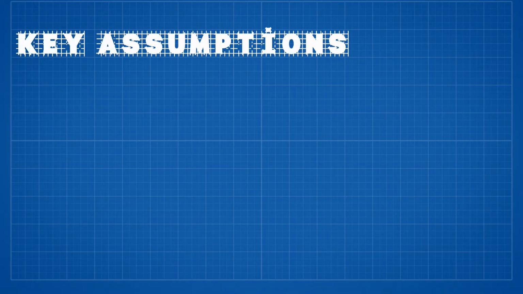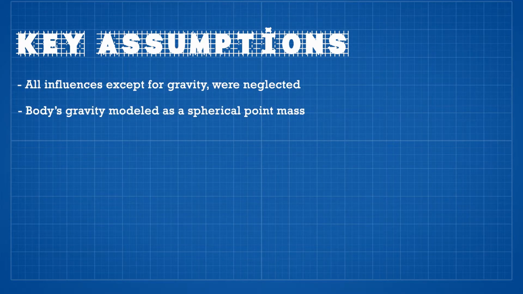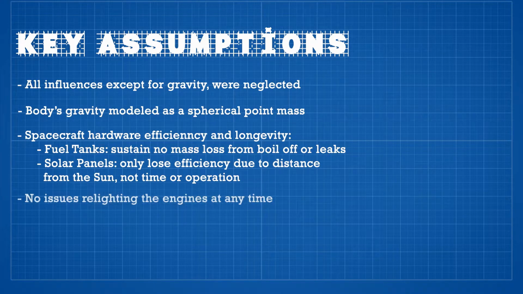Various assumptions were made to simplify the analytical process, primarily that all influences except for gravity were neglected, with the body's gravity modeled as a perfectly spherical point mass to accelerate computation. Additionally, spacecraft hardware such as fuel tanks would sustain no mass loss from boil-off or leaks during the flight. Solar panels would only lose efficiency due to distance from the sun, and not time in operation. There would also be no issues relighting the engines at any time in deep space.